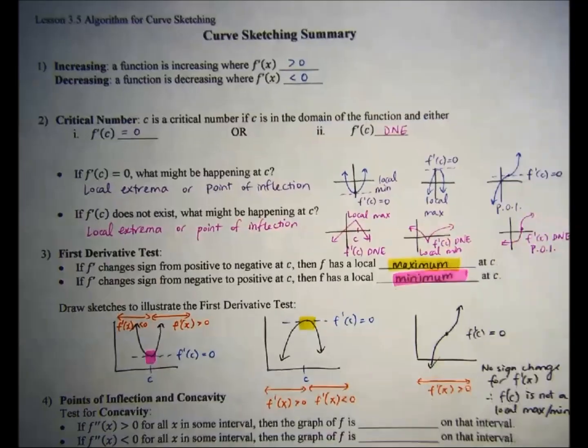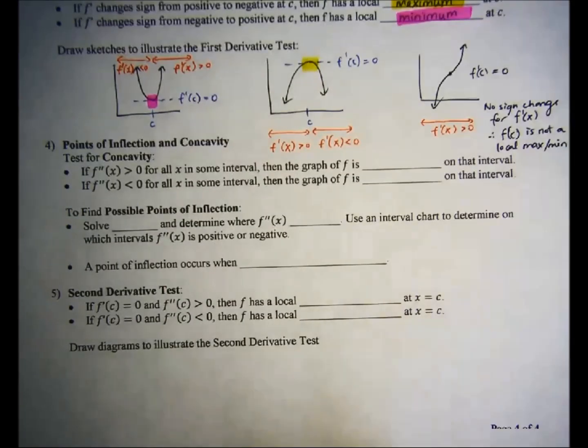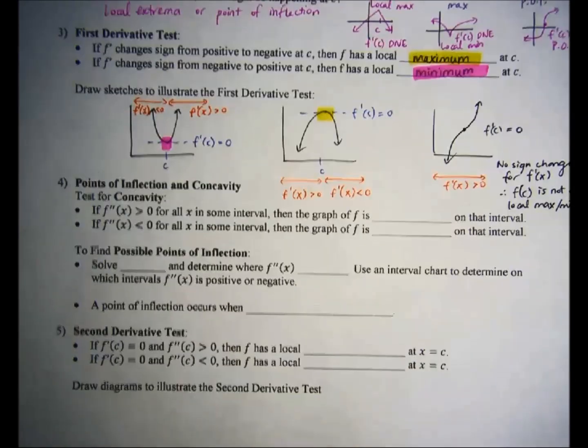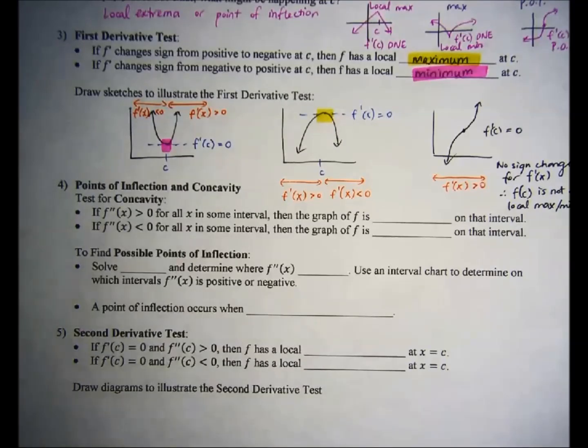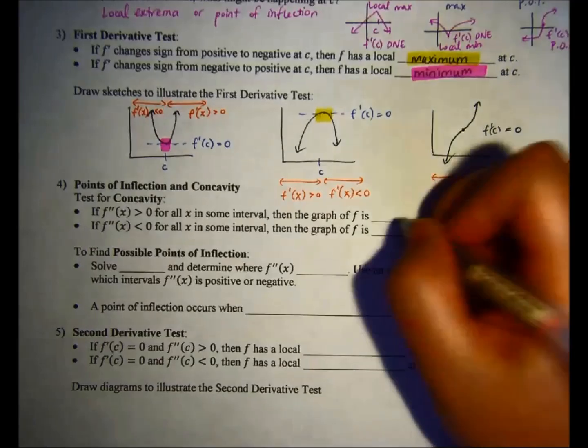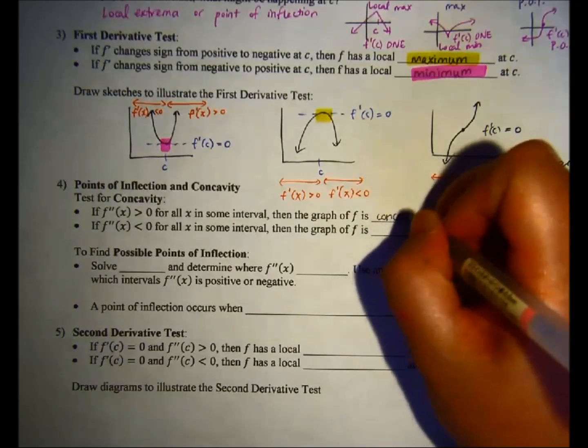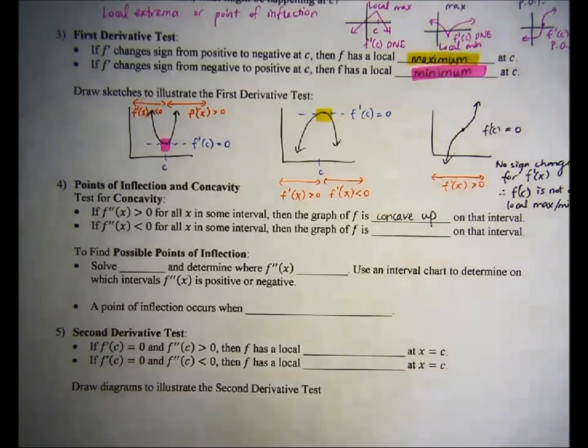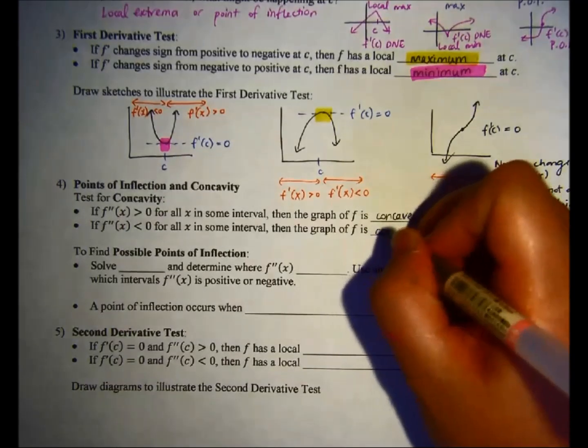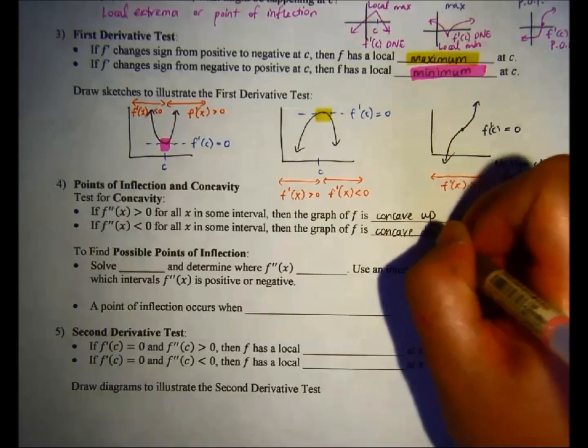All right. Points of inflection and concavity. So the test for concavity: if the second derivative is positive, then the graph is always going to be concave up on that interval. If the second derivative is negative, that means that the graph will be concave down on that interval.